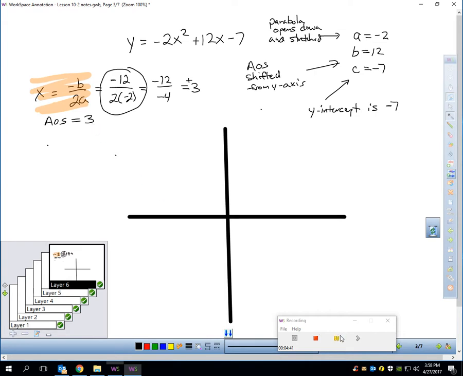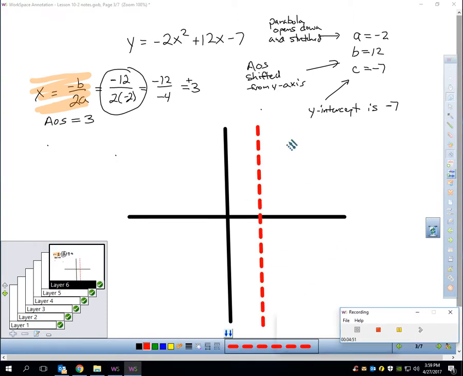So let me draw my axis of symmetry on this sketch, and I have that here. Okay, so this is 3 units to the right. Now remember, a sketch, we're not drawing it on graph paper, so I'm just approximating this would be 3 units to the right. Okay, now here's the next thing. If my axis of symmetry is 3, my vertex has to be on this axis of symmetry.